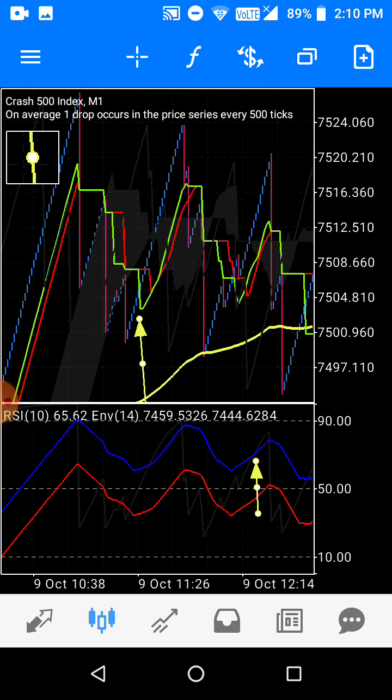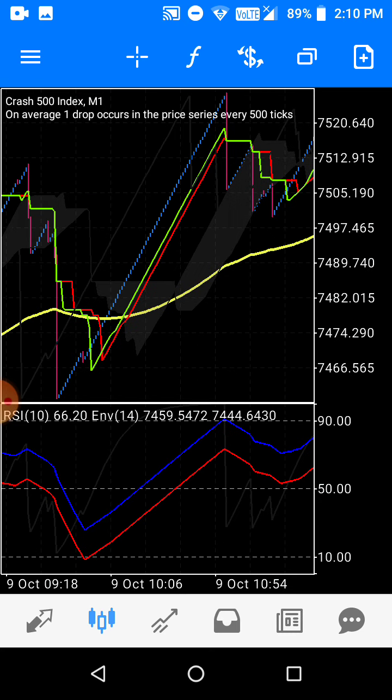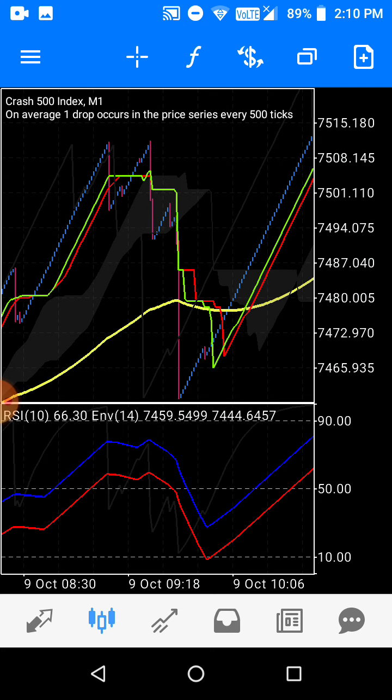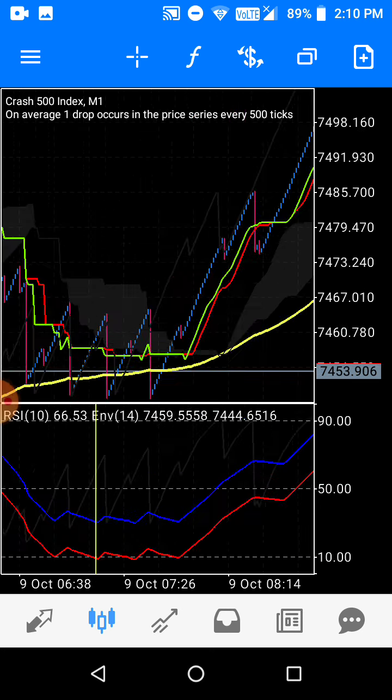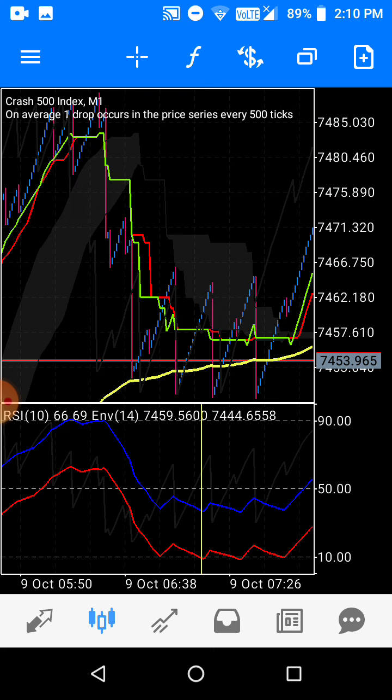Both of these spikes are above moving average 200. Just take your 5 candles each and walk out of the market. Don't say the strategy doesn't work. Just take 5 candles each and walk out. So basically that's how that strategy works on Crash 500.